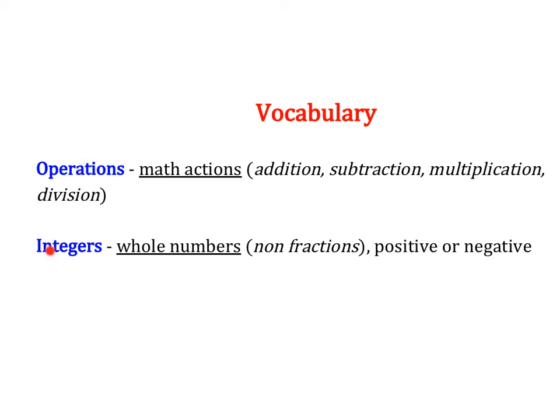Now the other important vocabulary word is integer. An integer is simply a whole number, which means a non-fraction. Now integers can be positive or negative. So -5 is an integer, 27 is an integer. So it's non-fractions, whole numbers, positive or negative.